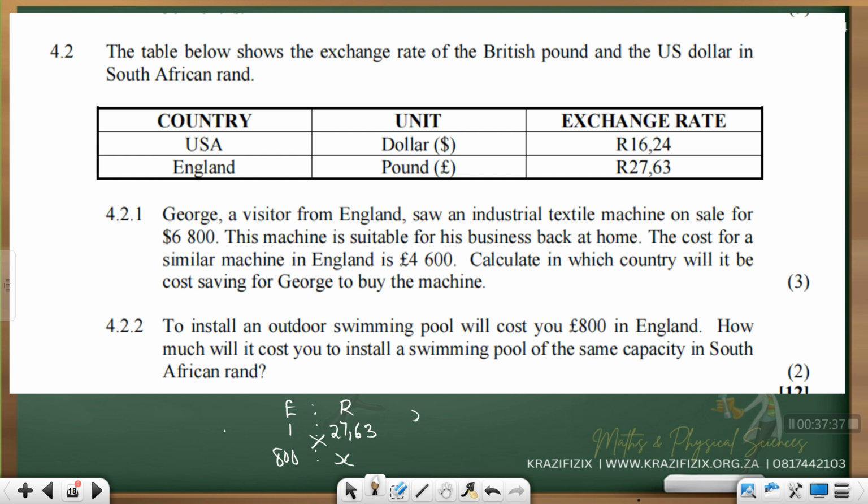Cross multiply x times 1. Talk to me. Answer please, let's not waste time. 22,104. 22,104.00. Yes.